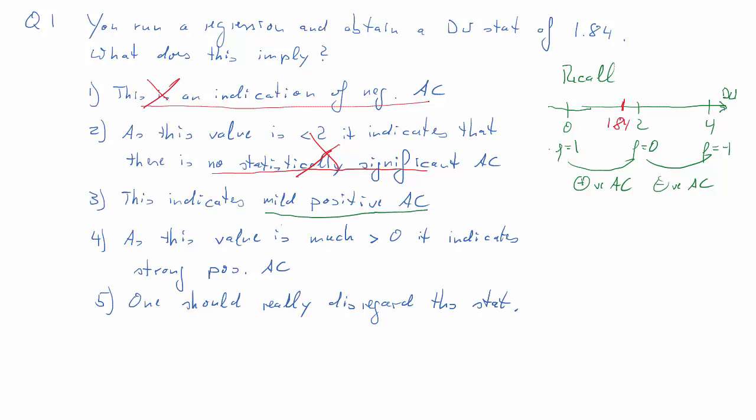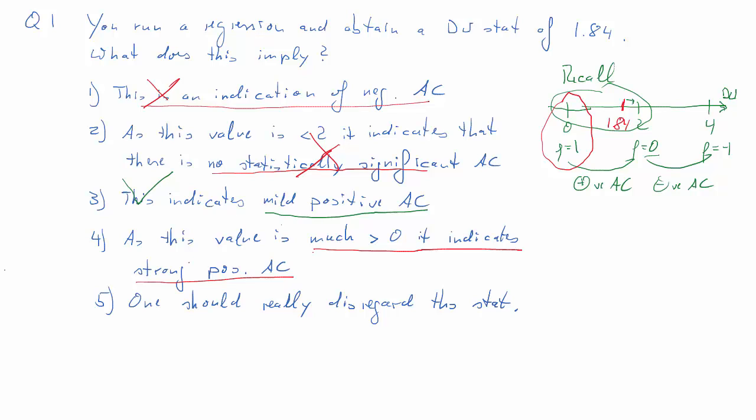The third one, mild positive autocorrelation, I think that's exactly right. It's just smaller than 2, so it's in a positive range, but not very deeply in the positive range. So mild positive autocorrelation is possibly a pretty good guess here. Now, as this value is larger than 0, it indicates strong positive autocorrelation. That's not the case. Actually, 0 would be the strongest indication of positive autocorrelation.